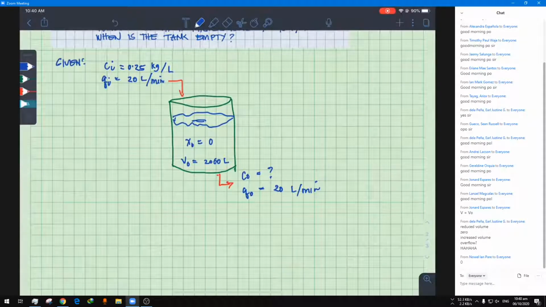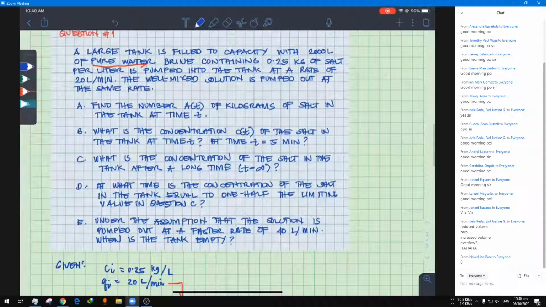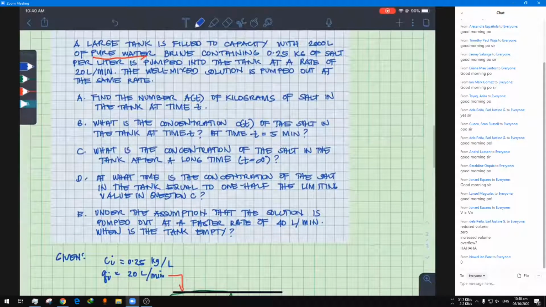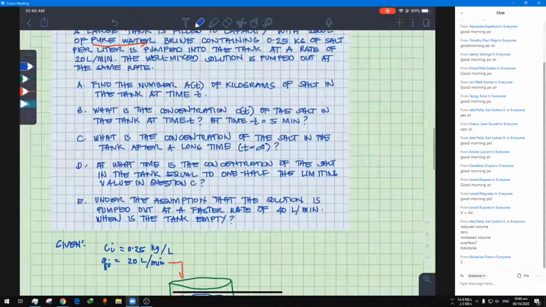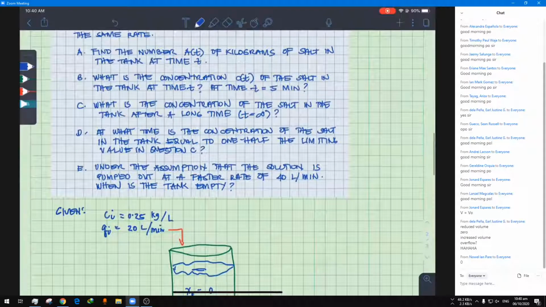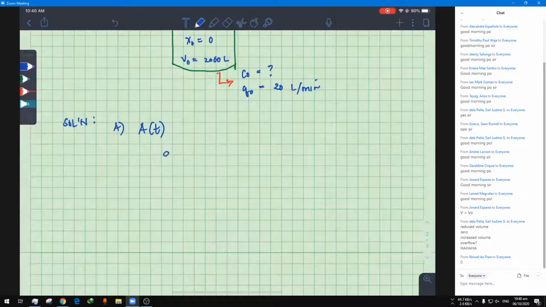I will not write the required. I'll right away draw our solution. So the question is A. It says, find the number of kilograms of salt in the tank at time t. So what would be the amount of salt at time t? Our formula from earlier: dA over dt is equal to C_I Q_I minus C_out Q_out.